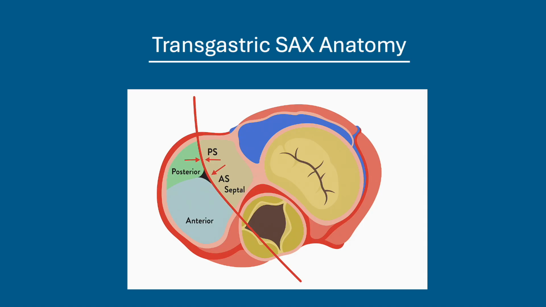The second important window to identify the anatomy and the pathology of the tricuspid valve is the transgastric short axis view of the tricuspid valve. Here in this view you can identify the anterior leaflet, the posterior leaflet, as well as the septal leaflet. You can also identify the coaptation plane between all three leaflets.